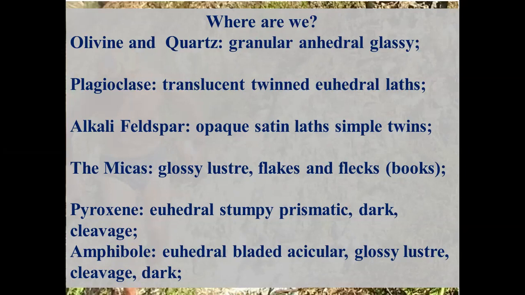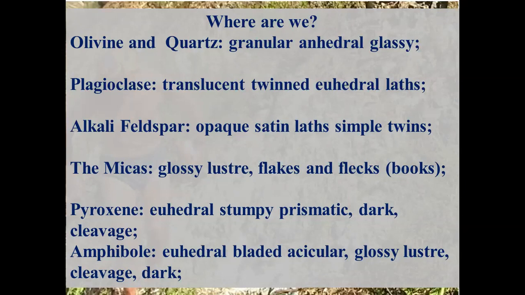We then moved on to the alkali feldspars. We recognized those again by the euhedral lath-shaped crystals with a satin luster, and these were opaque. I remember I mentioned a rule about the alkali feldspars. Well, it's actually a rule about plagioclase, and that was that plagioclase was never pink. So if you had some pink, opaque, lath-shaped, satin luster crystals, then they had to be alkali feldspar.